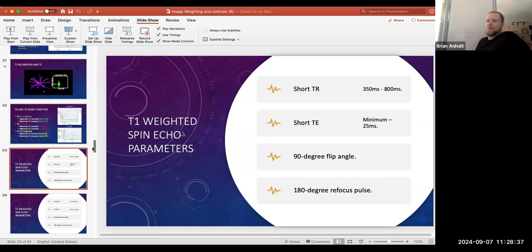And then it's a 90-degree flip angle and 180-degree refocusing pulse. That's just telling us that it's what type of pulse sequence? A spin echo pulse sequence, right? And the reason this is important is because the gradient echo pulse sequence is going to have different parameters as far as flip angle and refocusing.